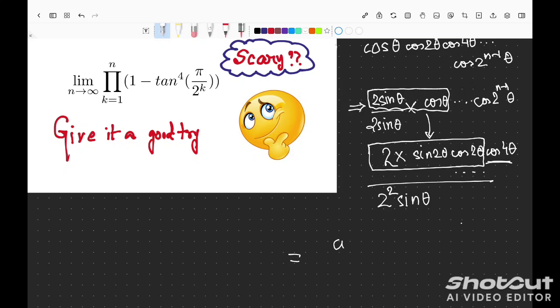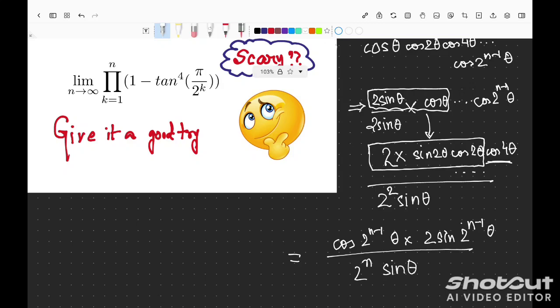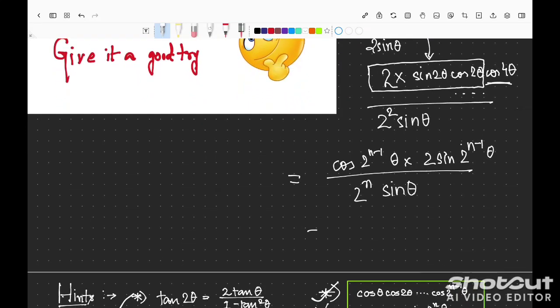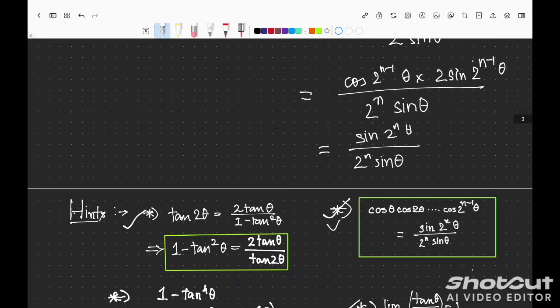We can finally get the value of it to be cos of 2 to the power n minus 1 theta into 2 sine 2 to the power n minus 1 theta divided by 2 to the power of n sine of theta, which will be further simplified to give sine of 2 to the power n theta divided by 2 to the power n into sine of theta, right? And that's what I have written in the second hint.